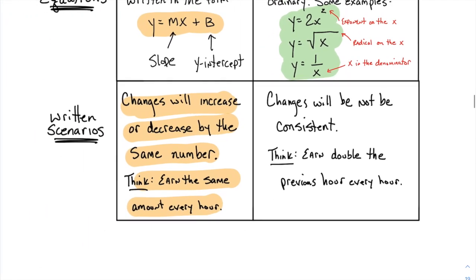In written scenarios, the changes won't be consistent. They won't be $5 per week or half a pound a month. It's going to be, you're going to earn twice as much every hour as the previous hour. It's going to be something that's really out of the ordinary.